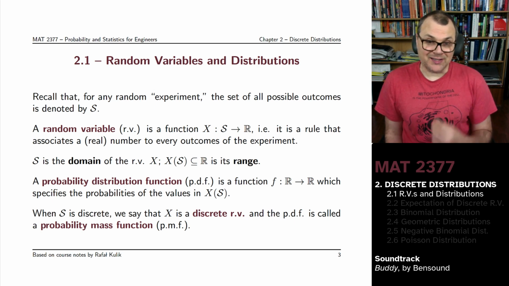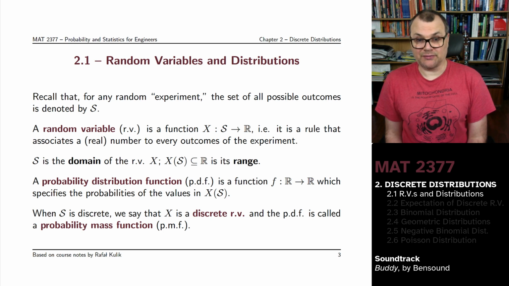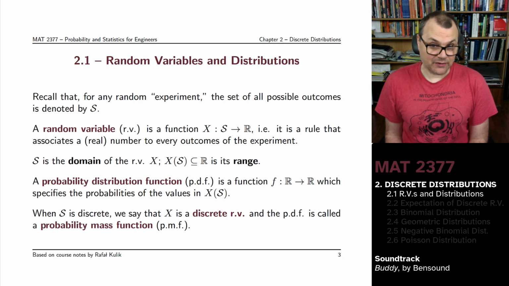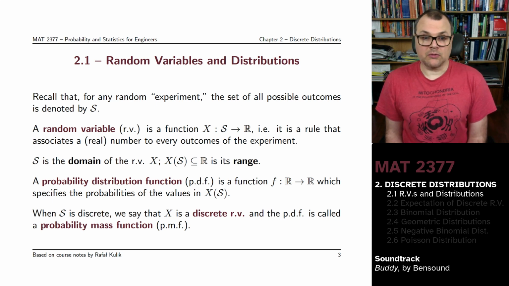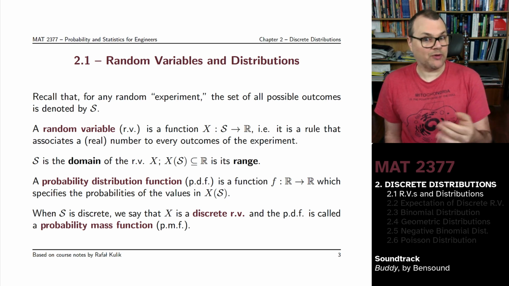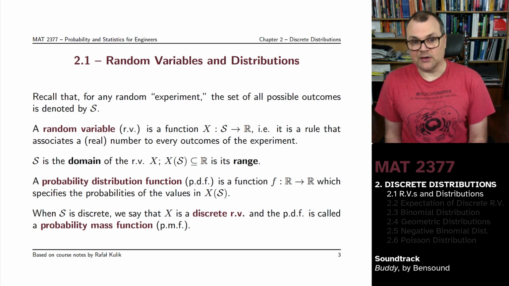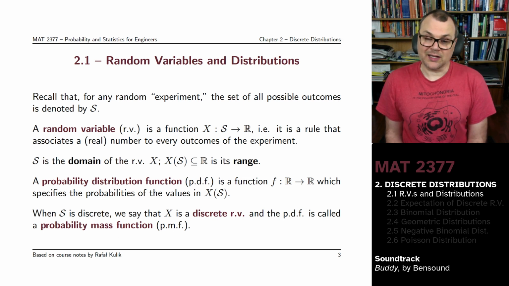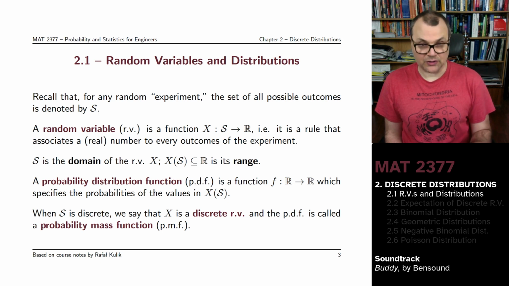A probability distribution function, a PDF, also sometimes called a probability density function. It's a function which specifies the probabilities of the values in the range of the sample space. When your sample space is discrete, heads or tails, potentially roll the die, you get 1, 2, 3, 4, 5, 6. We say that the random variable is discrete, the function is discrete, and the PDF in that case is called a probability mass function, a PMF.